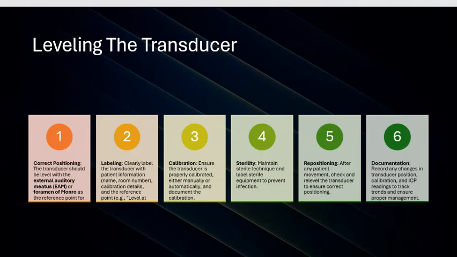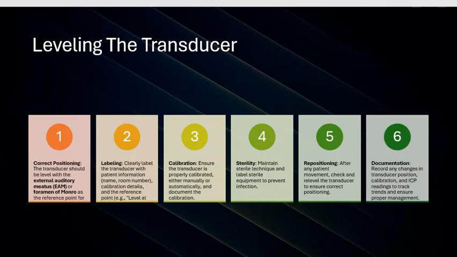So number one, we want to make sure that it is in the correct positioning. It should always be at the level of the head, or in the book it says external auditory meatus, your EAM, or foramen of Monroe as the reference point. So always at your ear range. You want to label it clearly with the patient information, room number, name, and so on.